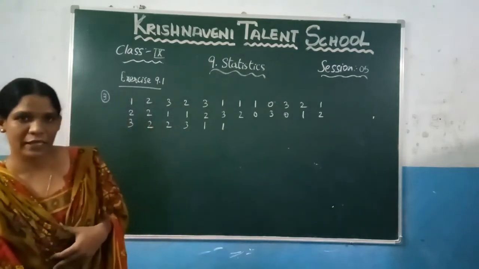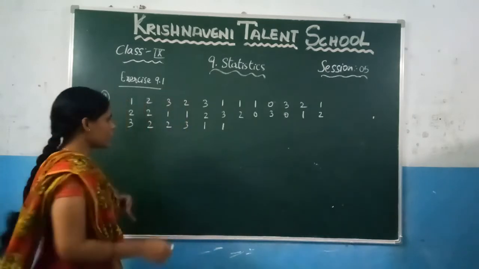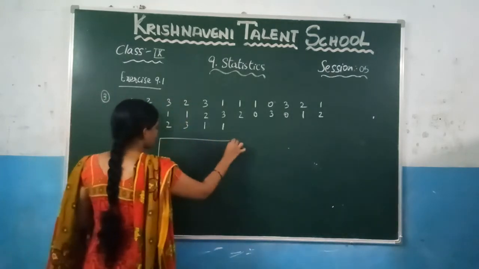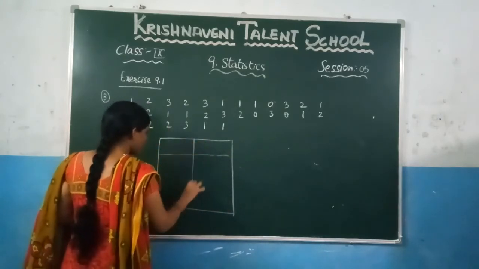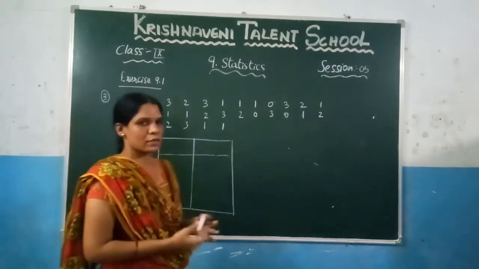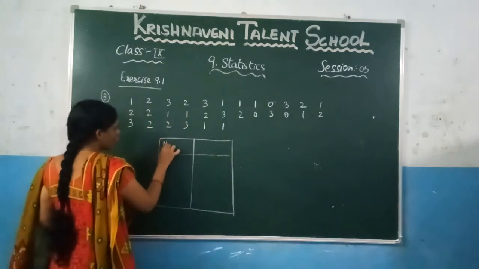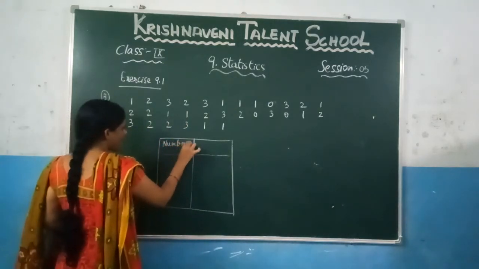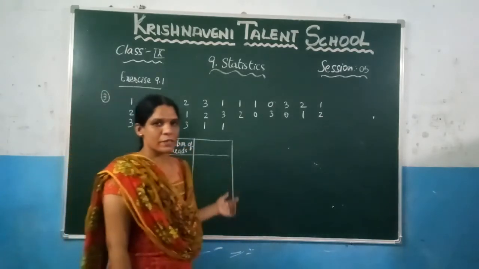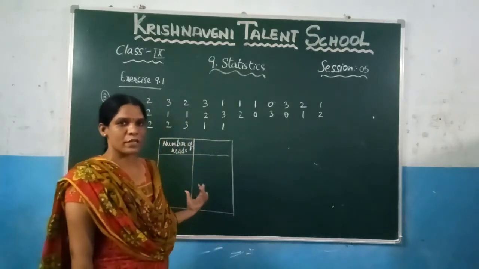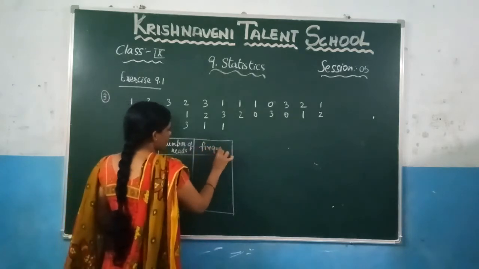Here, this is the data they have given. Based on this data, you need to form the frequency distribution table. Let us draw one table. On what basis are we drawing this? To find the number of heads, right? So the first column will be the number of heads. And the second column will be the frequency, because how many times the number of heads repeats will become the frequency.